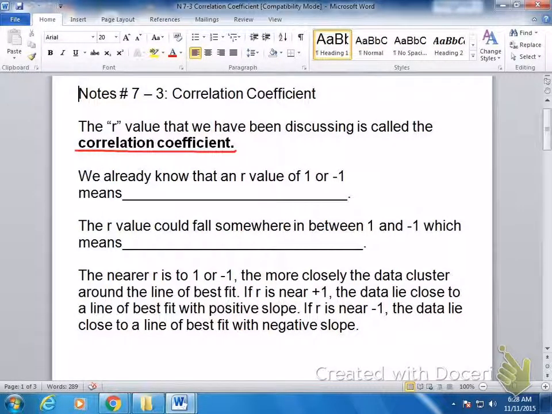We probably won't ask you for the R value. We're going to be asking you for the correlation coefficient. So be careful and remember that word. Now, we've been looking at R for a couple of weeks now. We've been using our calculators to find equations.